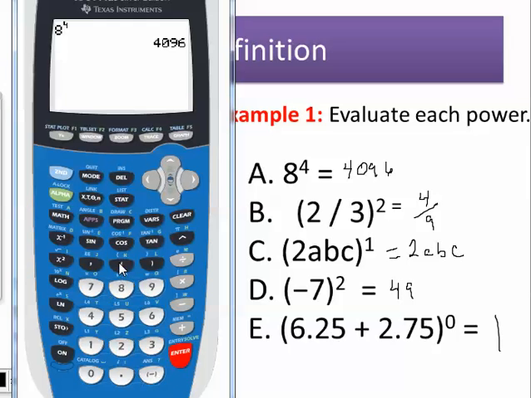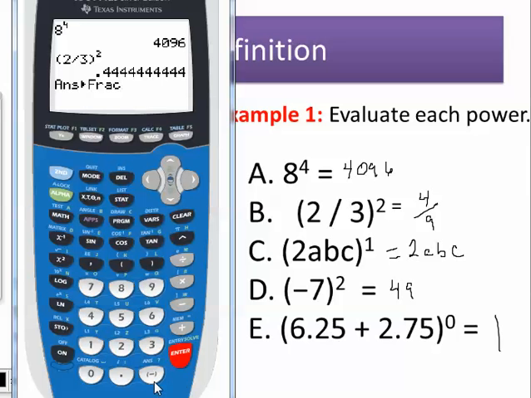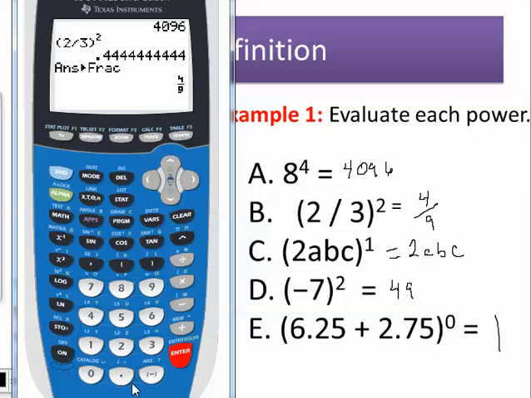If you want to raise 2/3 to the 2nd power, 2 divided by 3. You notice how I put the fraction in the parentheses? I can press the squared button, or I can raise it to the 2nd power and hit enter, and it will figure it out. Now, it did put it in a decimal form. I can always press math and have it express it as a fraction, and it will express it as a fraction for me.